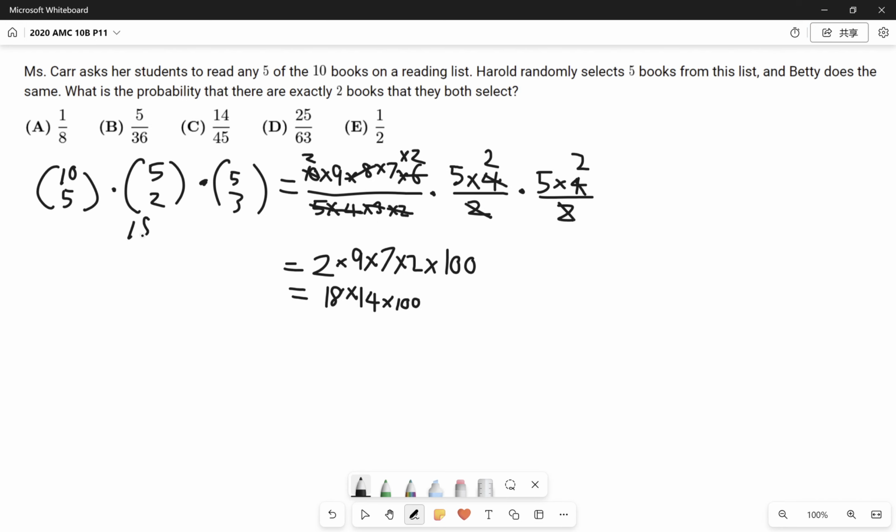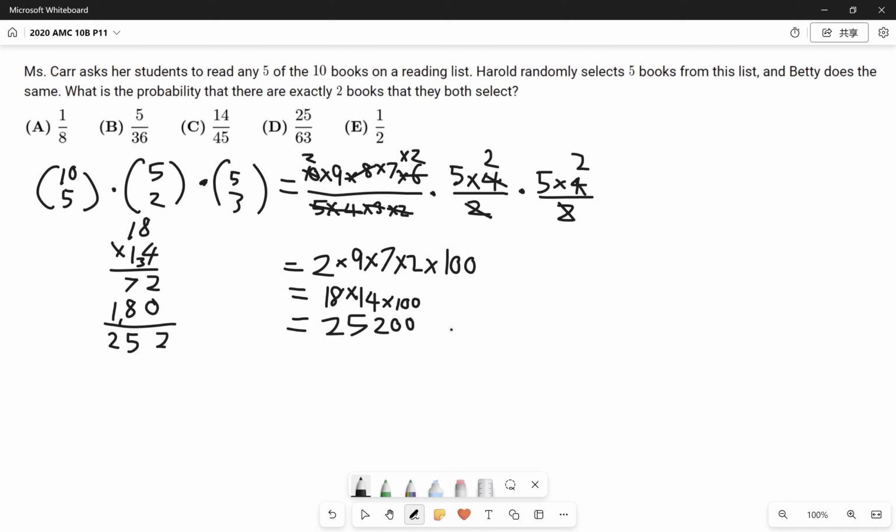Okay, so we can do some long multiplication. We have 18 times 14. So 4 times 8 is 32. 1 times 4 is 4, plus 3 is 7. 1 times 8 is 8. 1 times 1 is 1. So 72 plus 180 is 252. Okay, so our answer to 18 times 14 is 252. So this answer here is going to be 252 times 100, which is just 25200.